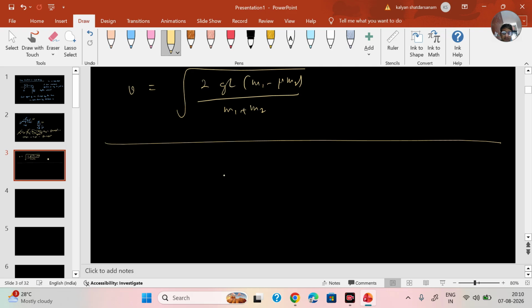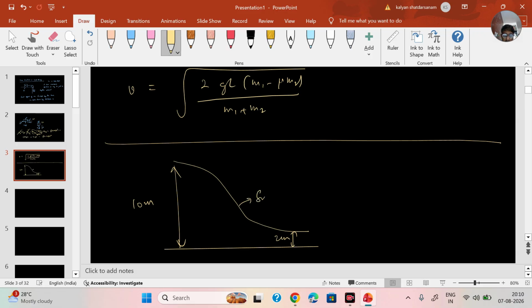Let's see another problem. Suppose I have a hill like this. Let me draw the diagram here. Okay, something like this. This height is 10 meters. This height is 2 meters. This is a smooth surface. And from here I am releasing a block of mass m.